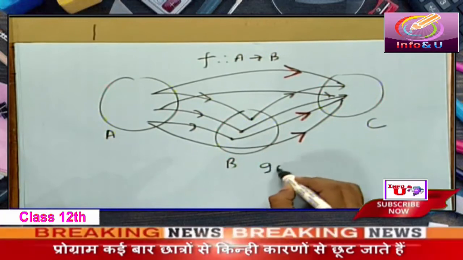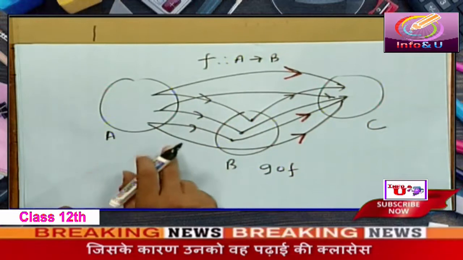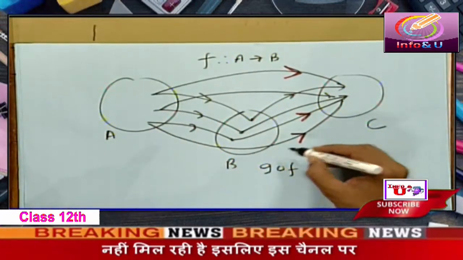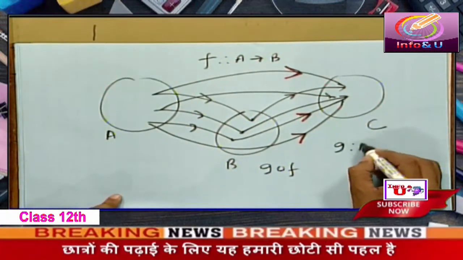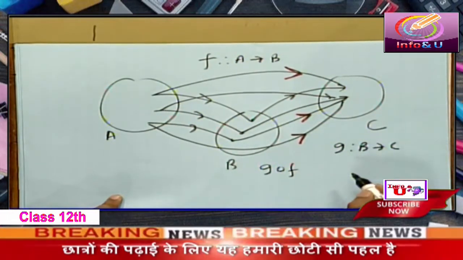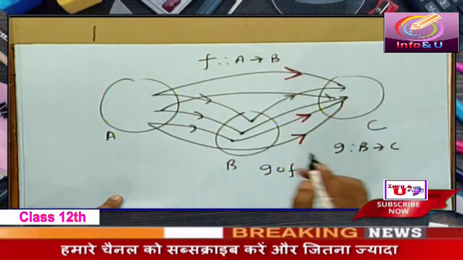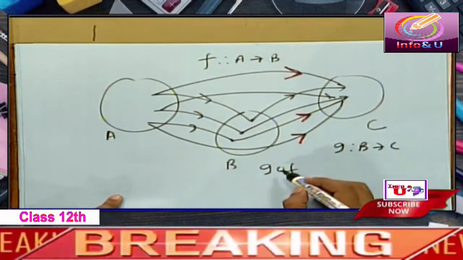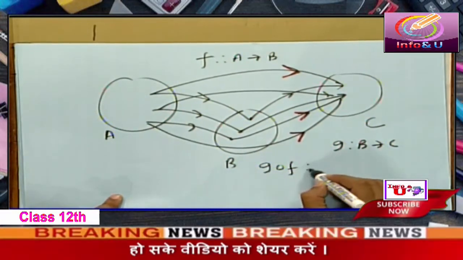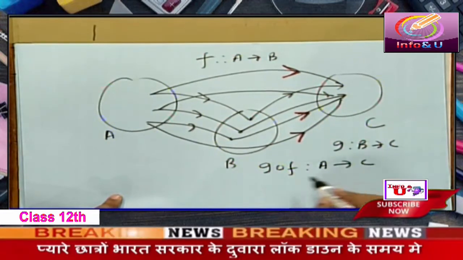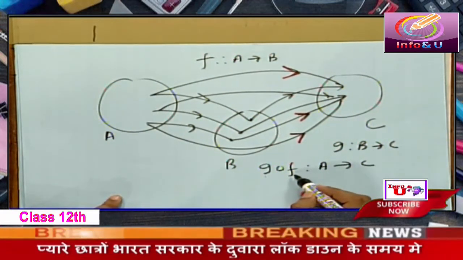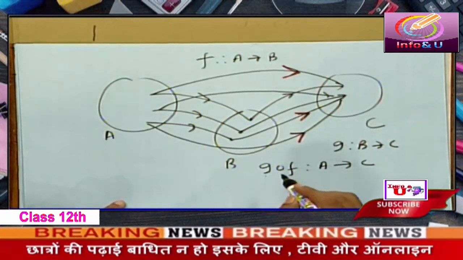This is called GOF. We had a function from A to B, that is f. Then we have function from B to C, that is g. And eventually these two functions put together is a function from A to C called GOF. This GOF is called the composite of functions f and g in this order.